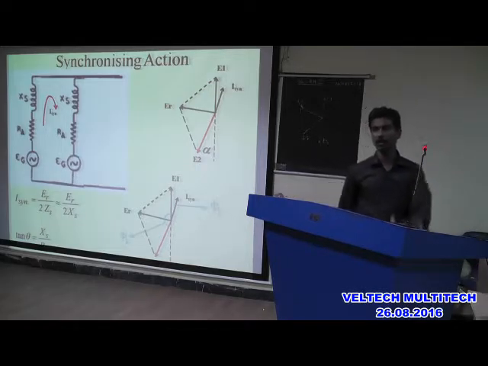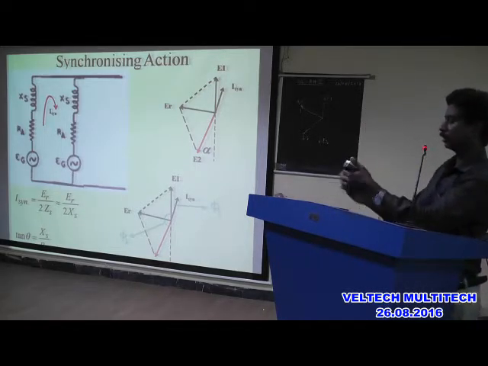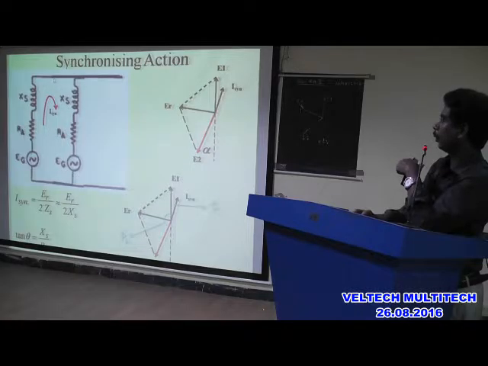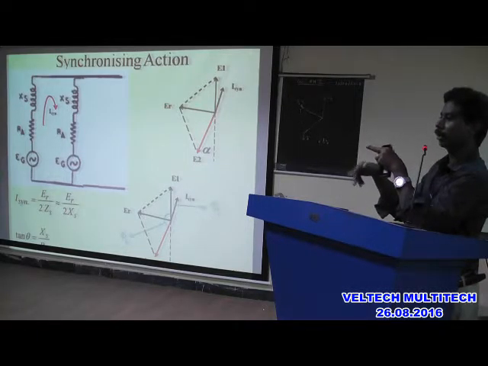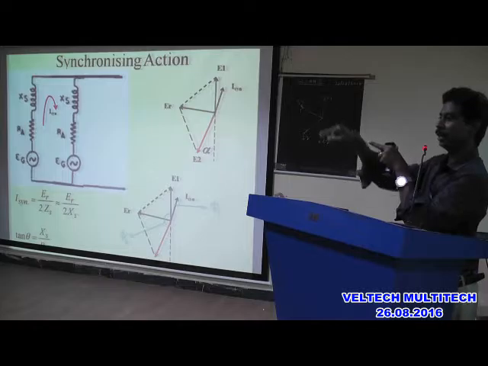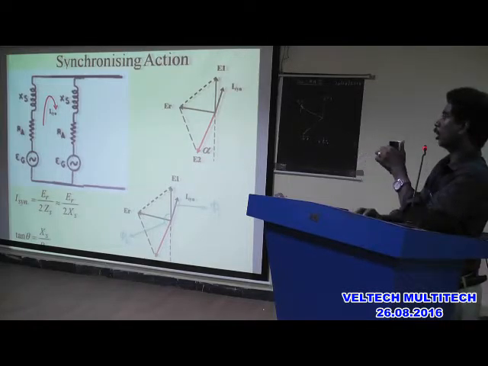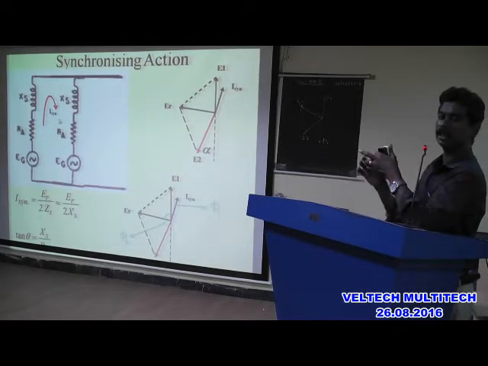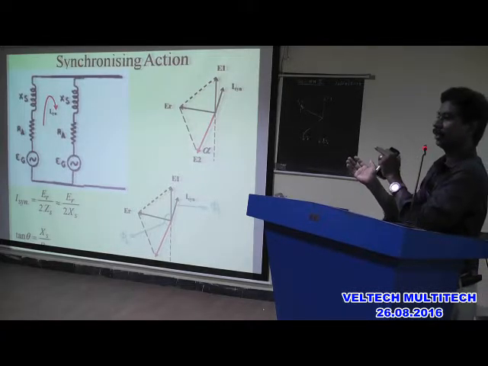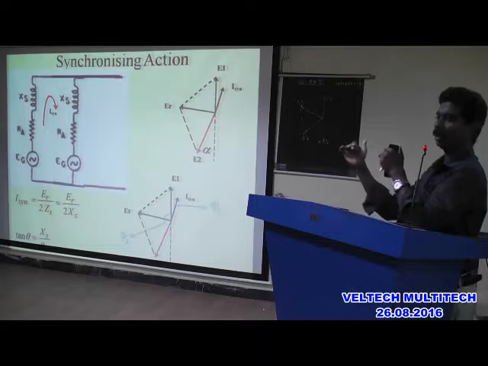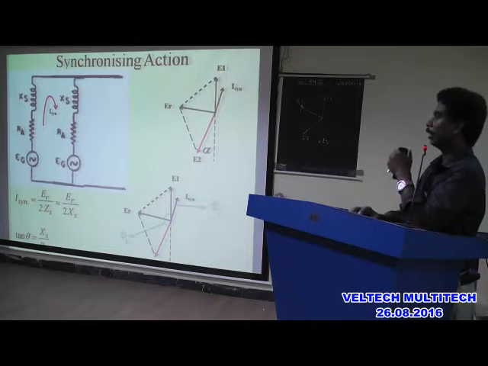Once there is a resultant voltage in this closed path, automatically current will flow, because in any circuit, if there is a voltage and a closed path, current will flow. That current is nothing but the synchronizing current. What is the angle between the resultant voltage and the synchronizing current? Almost 90 degrees lagging.